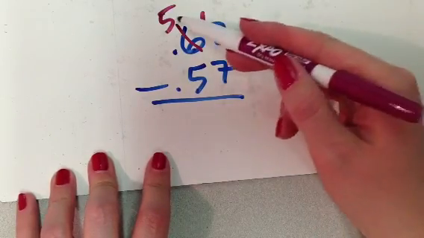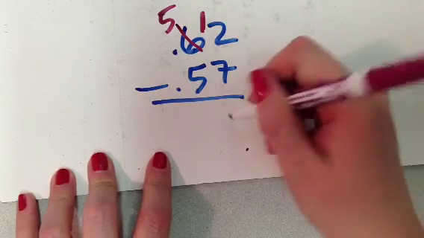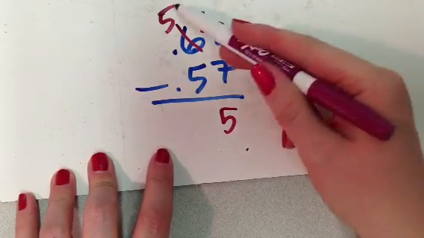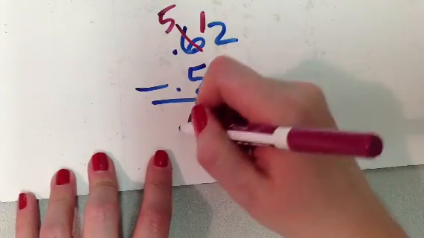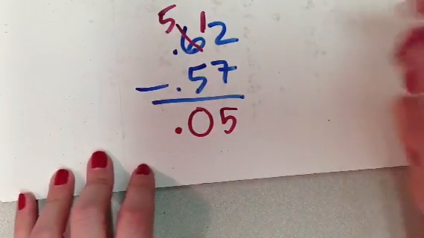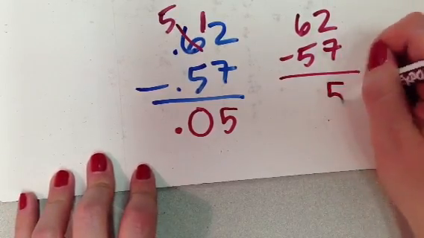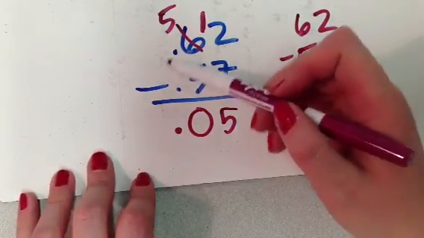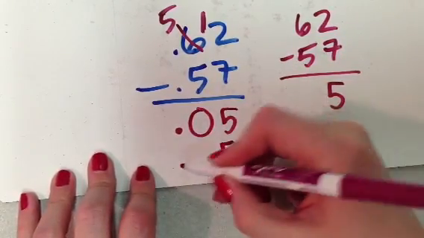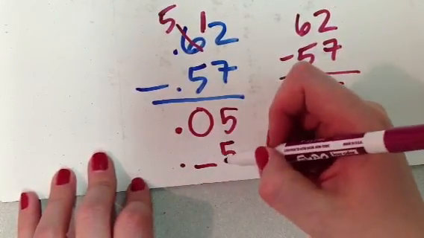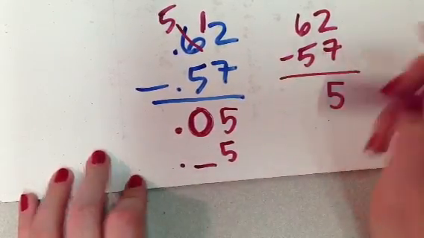I borrowed 1 from the 6, which makes that 5, to make that guy a 12, and now 12 minus 7 is 5. 5 minus 5 is 0, and I have to put the 0 because my decimal point is right over there. If it was just 62 minus 57 in whole number land, our answer would be 5. But because I've got a decimal over here, my answer can't just be 5 or point space 5. I have to fill that space with a 0.